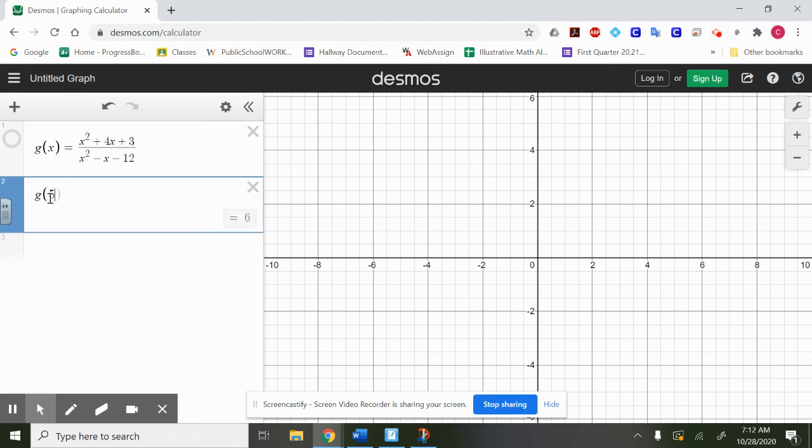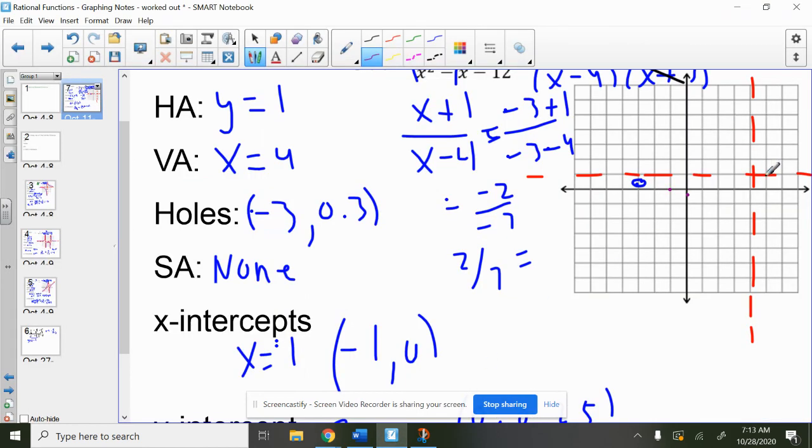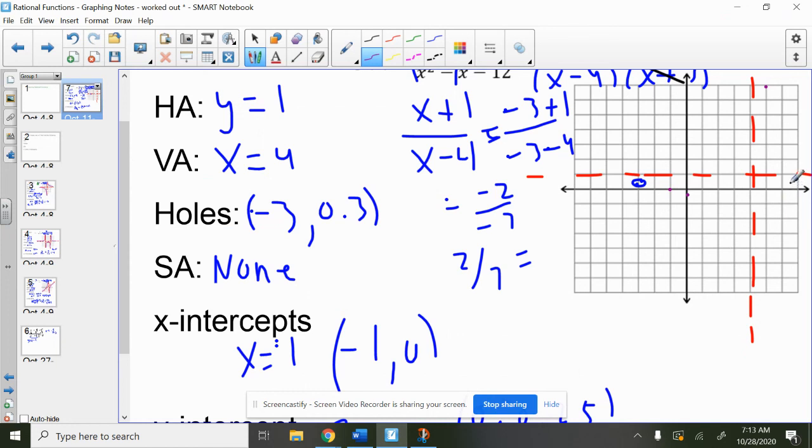G of 5 is 6. So that means the coordinate point 5, 6 is on my graph. So my x value is 5, my y value is 6. So comma 5, 6. So that's up here. And we can say, okay, what happens at 6, it's down at 3.5. At 7, it's 2.6. So it's coming around like this. So this guy kind of coming around here and then going that way.